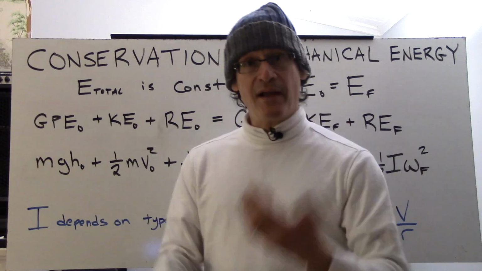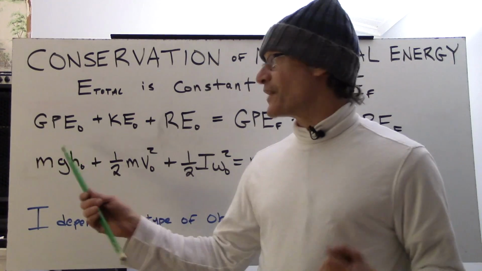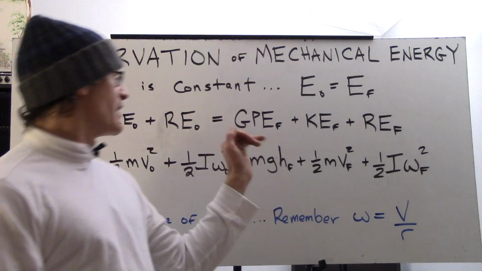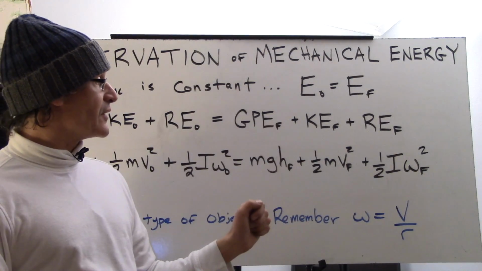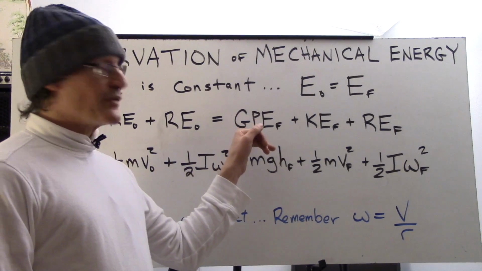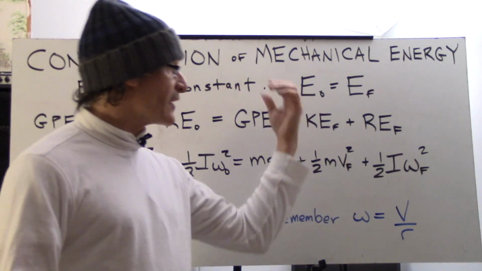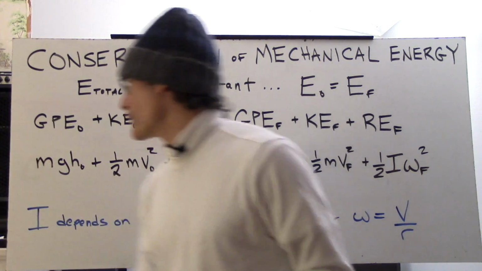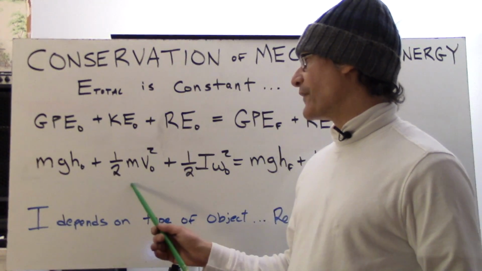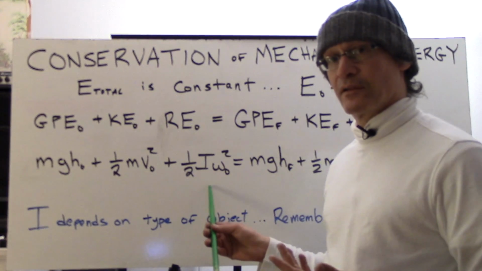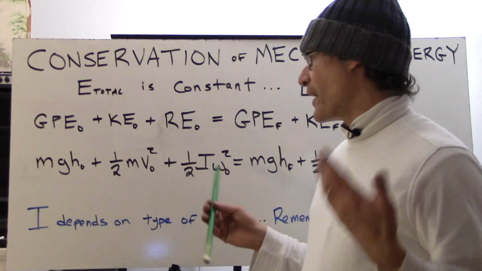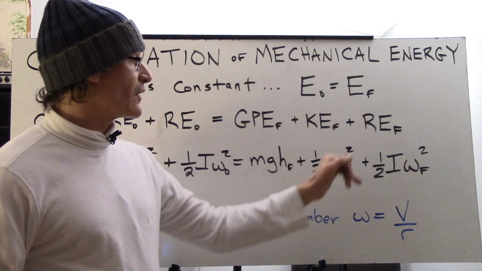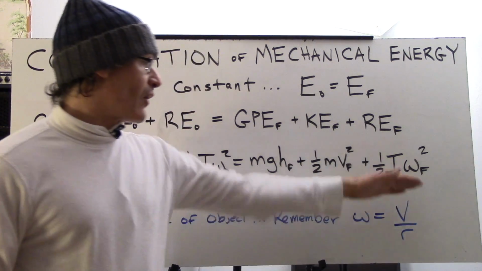In terms of the concepts, we have gravitational potential energy, kinetic energy, and rotational energy, all naught. And that equals, on the other side of the equation, gravitational potential energy final, kinetic energy final, rotational energy final. Now in terms of the variables themselves, we get mgh, 1/2 mv squared, and 1/2 I omega naught squared. And on the other side, of course, mgh, 1/2 mv squared, and 1/2 I omega squared, all with the final subscript.